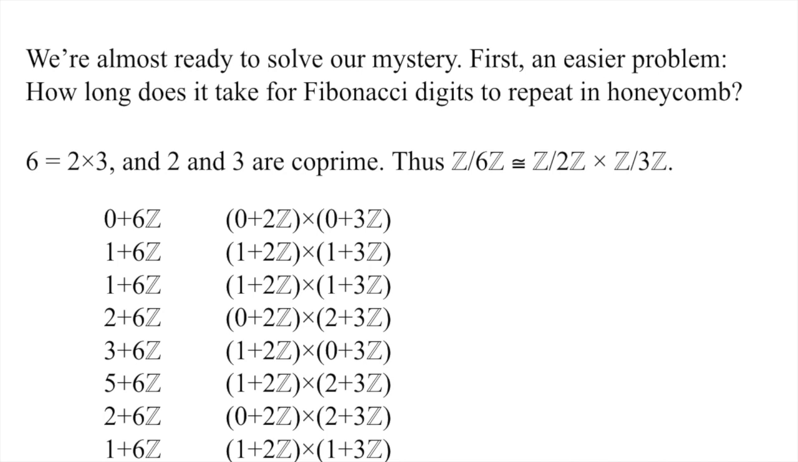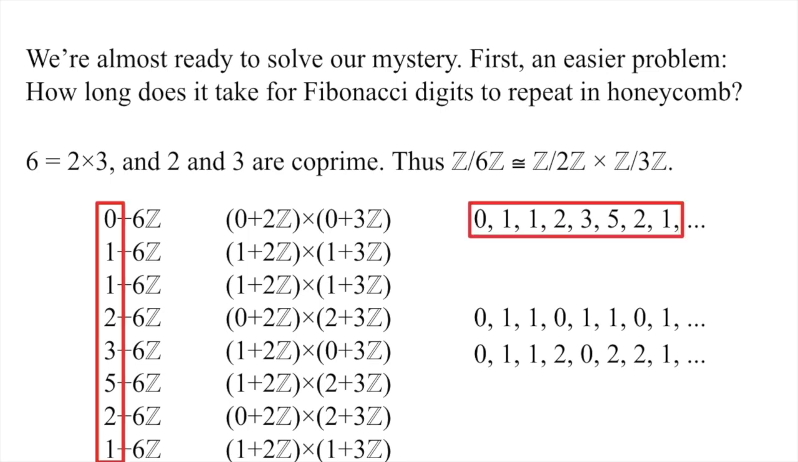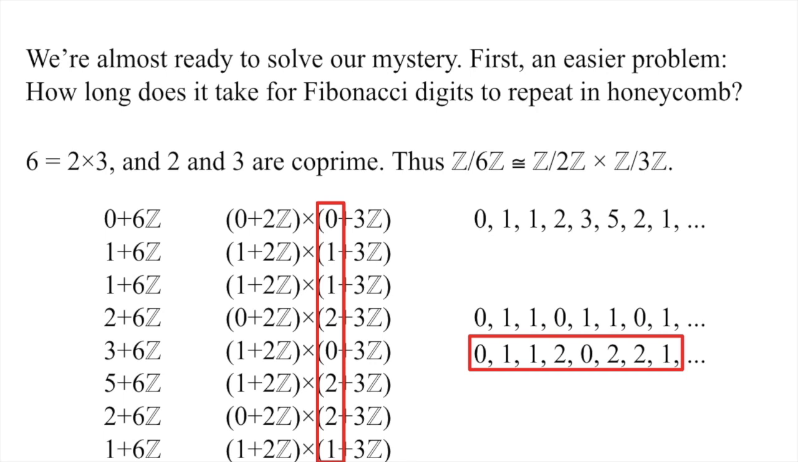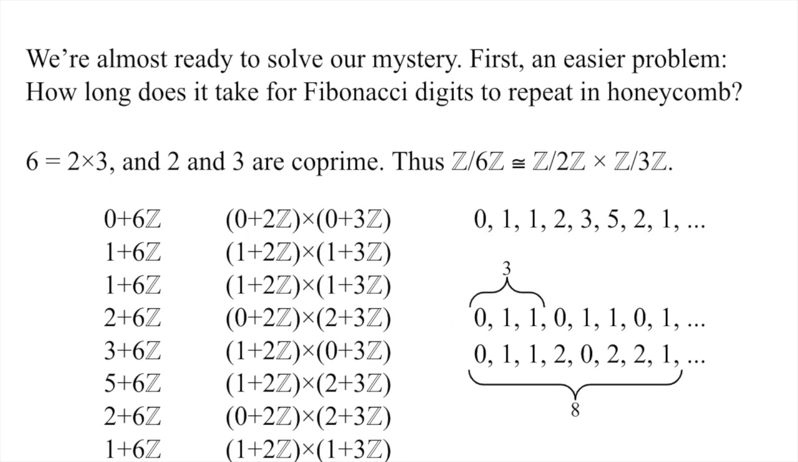In order to make this easier to read, I'm going to rewrite these sequences over here, with just the number part. So these numbers are just the numbers in Z mod 6Z, these numbers are just the numbers in Z mod 2Z, and these numbers are just the numbers in Z mod 3Z. But here's the important thing to notice. These two sequences are just the Fibonacci sequence in Z mod 2Z and the Fibonacci sequence in Z mod 3Z, respectively. In particular, we can see that they repeat. So the Z mod 2Z sequence repeats every 3 numbers, and the Z mod 3Z sequence repeats every 8 numbers.